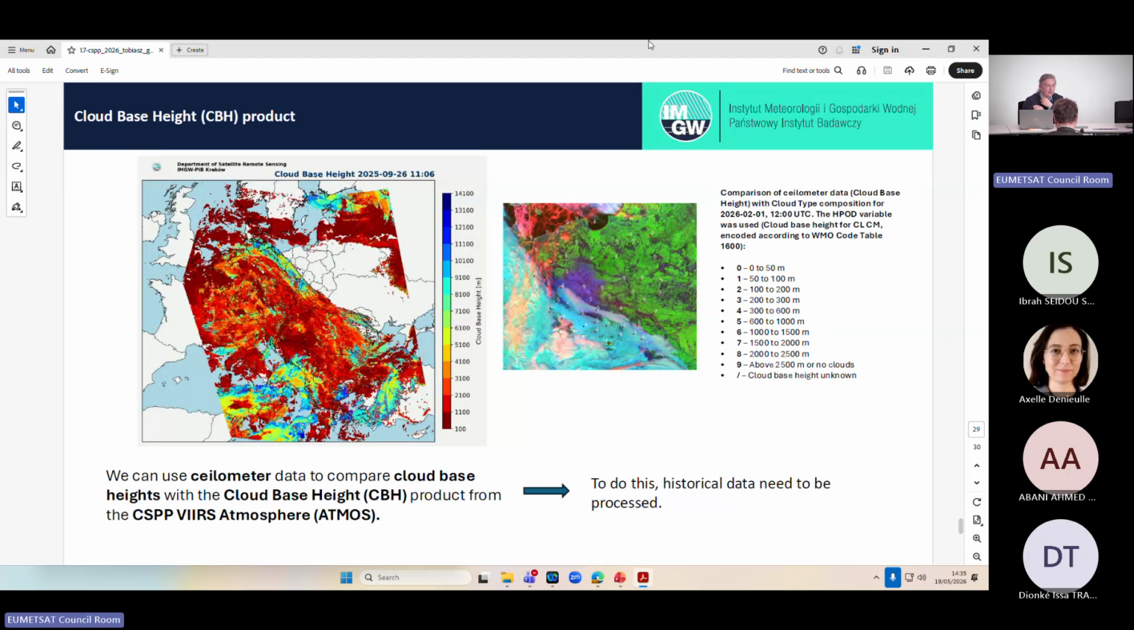And cloud base height, this is a very important product. We plan to compute it, and we plan to also validate this product using ceilometers from our stations.